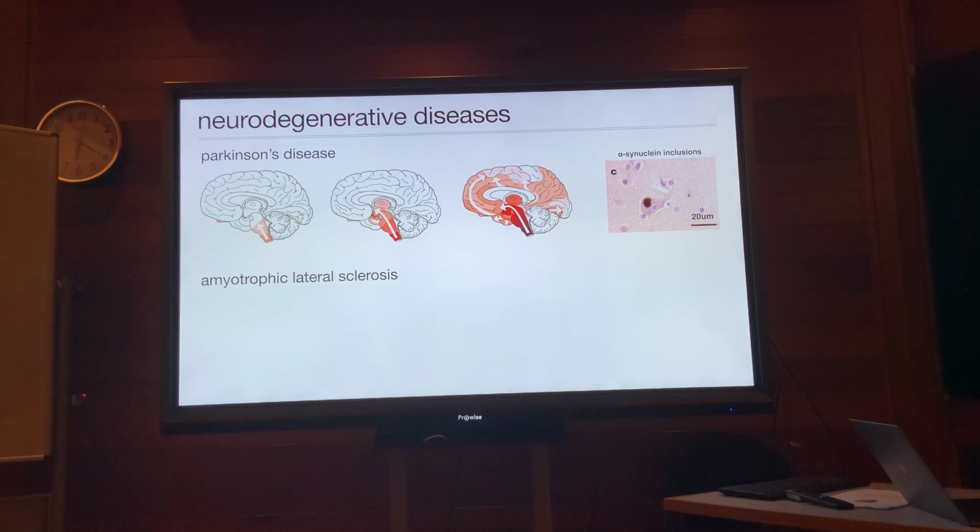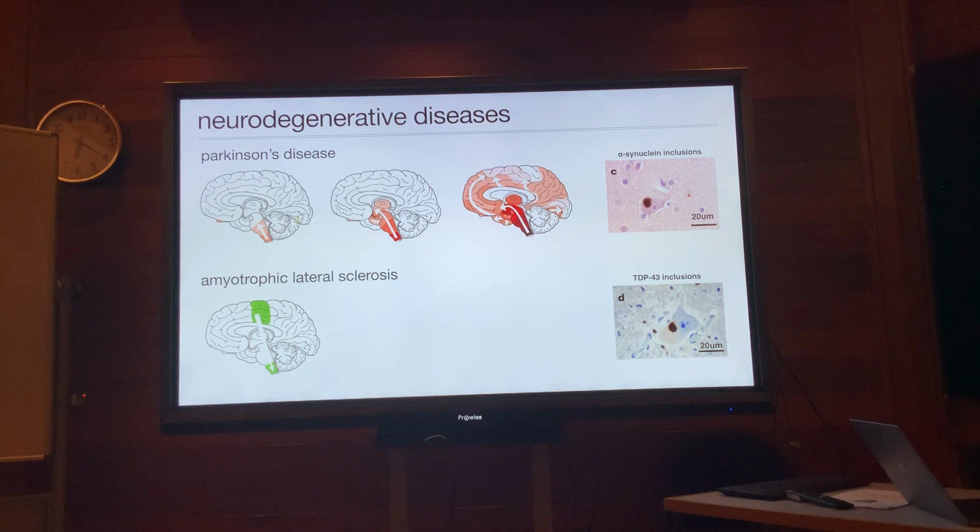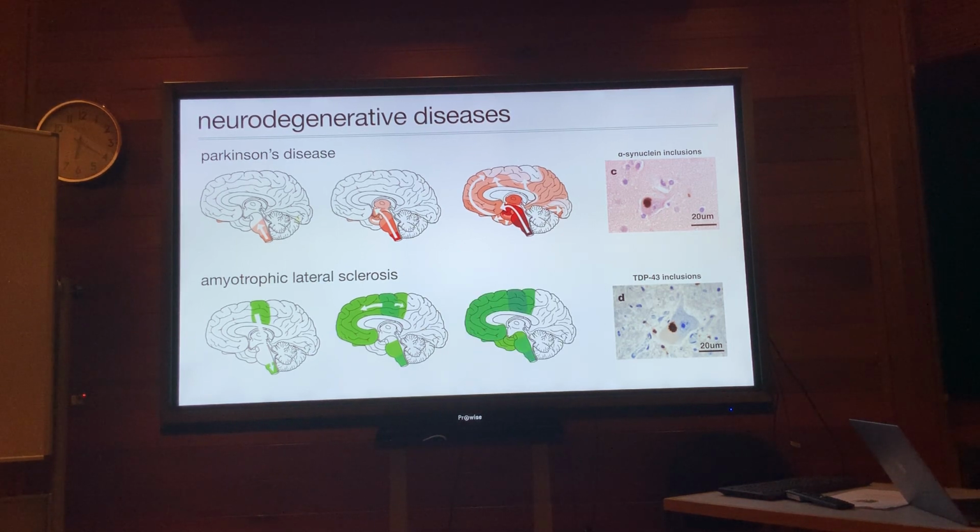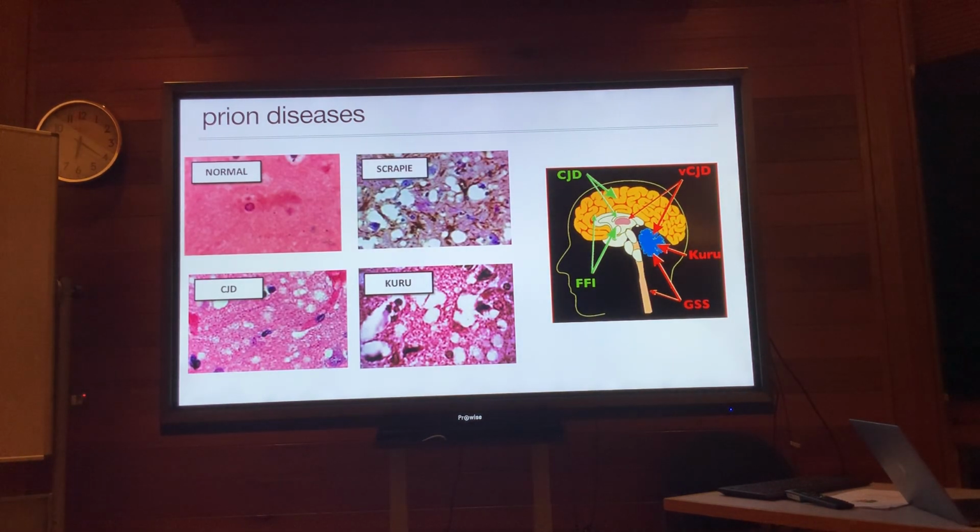ALS, Lou Gehrig's disease, is much more directly related to the parietal lobe, so you see the effect right away in terms of motor control. It's associated with another protein, also TDP43, and again you have an invasion of the brain overall. So these are not infections. This is not something you can get from somebody else or from eating bad meat or anything like that. But they're somewhat related to prion disease.